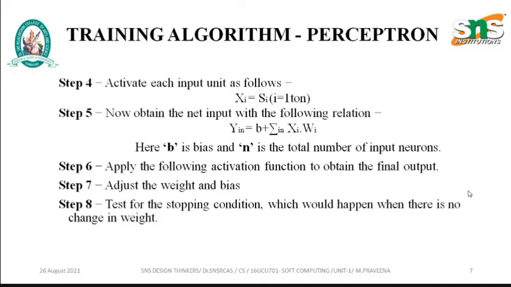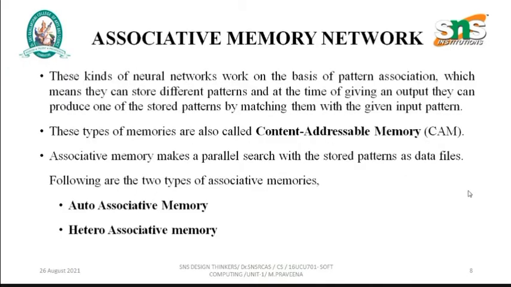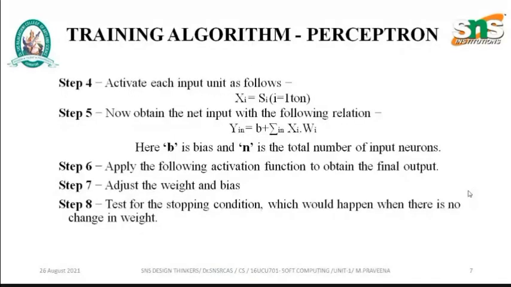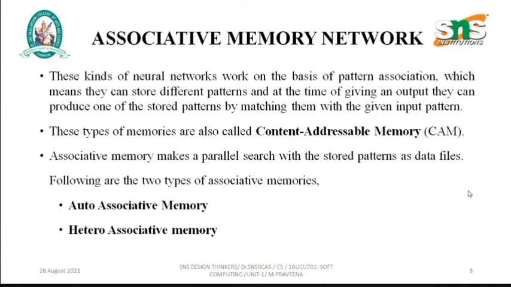Next, let us see about the testing algorithm. In the testing algorithm, finally the testing algorithm will give the final answer, that the actual output and the expected output, both should be the same, right? Next, let's see about the associative memory network.